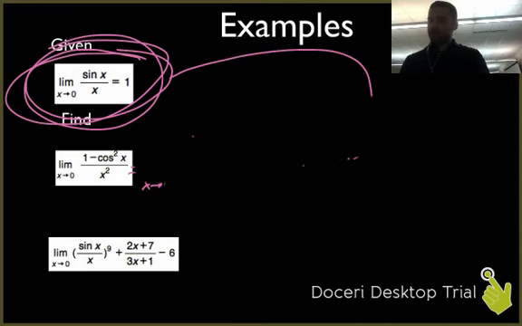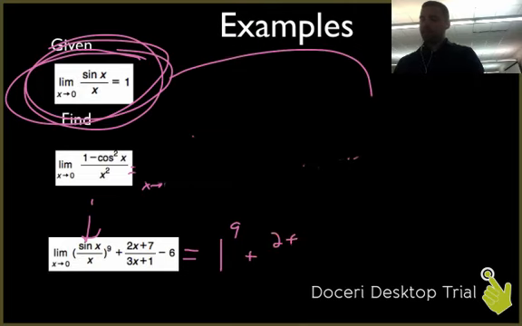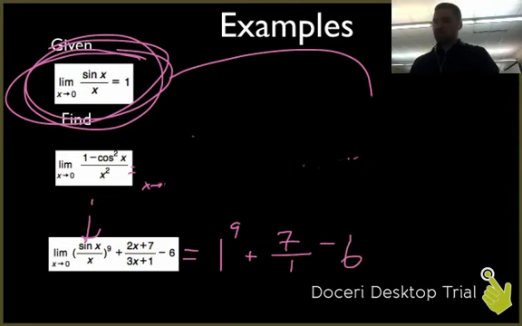Let's do the next one. We're going to use similar reasoning. In place of this, I'm going to put 1 because I know the limit as x approaches 0 of sine of x over x is 1. And then I can use direct substitution on the rest. So I'm going to plug in 1 to the 9 plus 2 times 0. 2 times 0 is 0, plus 7 is 7, over 0 plus 1, which is 1. So plus 7 minus 6. So 1 plus 7 is 8, minus 6 is 2. So that limit is just 2.